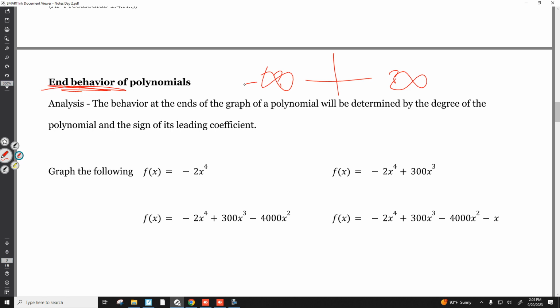And your math teachers told you, look at this last one here, that when you're talking about all the way to the right and all the way to the left, that you only had to pay attention to one thing. What was that one thing? Tell your neighbors. What was the one thing out of that equation, negative 2x to the fourth plus 300x cubed minus 4,000x squared? What was the one thing you had to pay attention to when we're talking about the end?